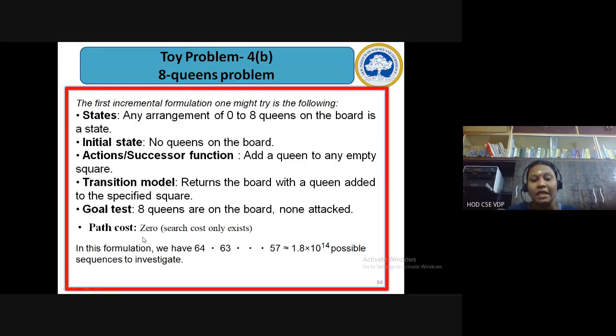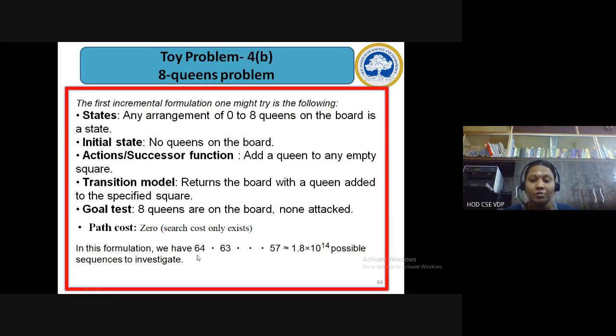Because for each state you don't actually involve any movement, right? So you're just placing the queen at one particular position. So search cost only exists. Searching means you don't actually take it as a cost. Moving from one place to another place only, you take it as a path cost. So that we have given it as 0.